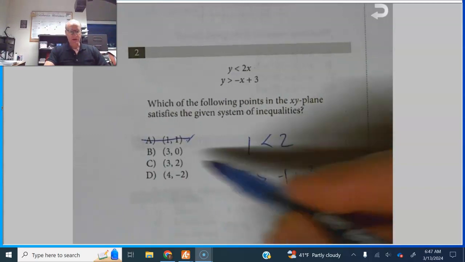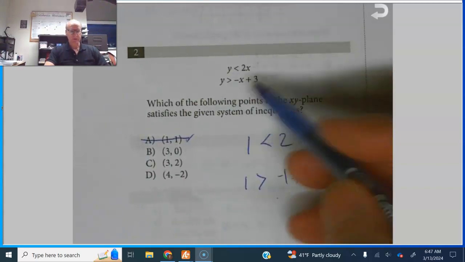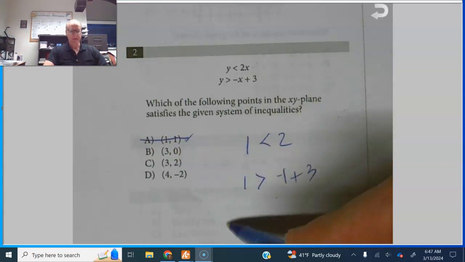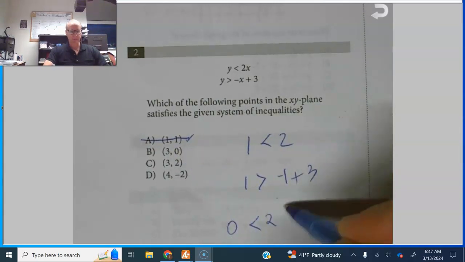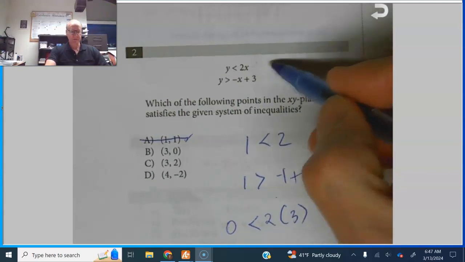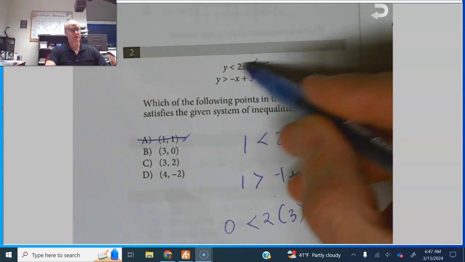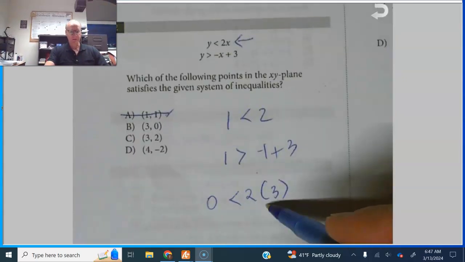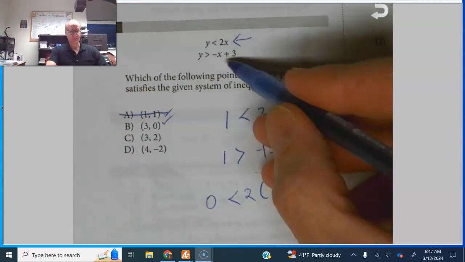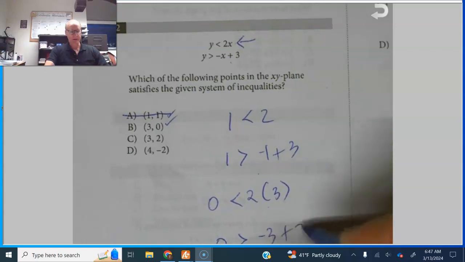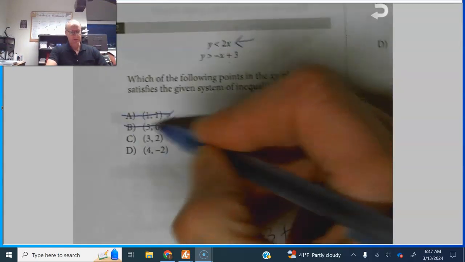Now I'm going to try number 2. So I'm going to put in 3, 0. That's 3 for x and 0 for y. Is 0 less than 2 times 3? All I'm doing is substituting that point, 3, 0, into this inequality. And I want to see, is this true? And it is. Now it has to be true for the second one for this to be true. Y is 0, and is it greater than negative 3 plus 3? And it's not, so B is out.